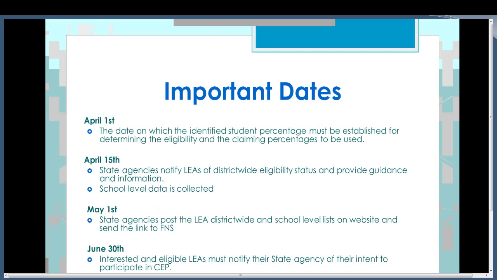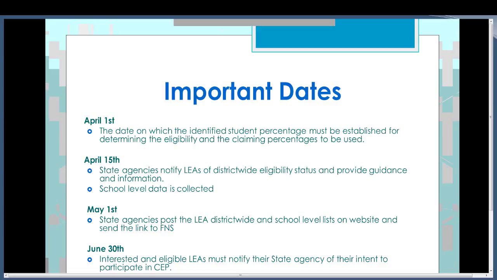So if you're thinking about electing CEP for next school year, the identified student percentage is determined on April 1st of this year, or the year that's preceding your CEP election. On April 15th, state agencies have to notify school districts of their district-wide eligibility status, and school districts also have to provide school-level eligibility data to state agencies on April 15th. Both eligibility lists have to be published on state websites on May 1st.